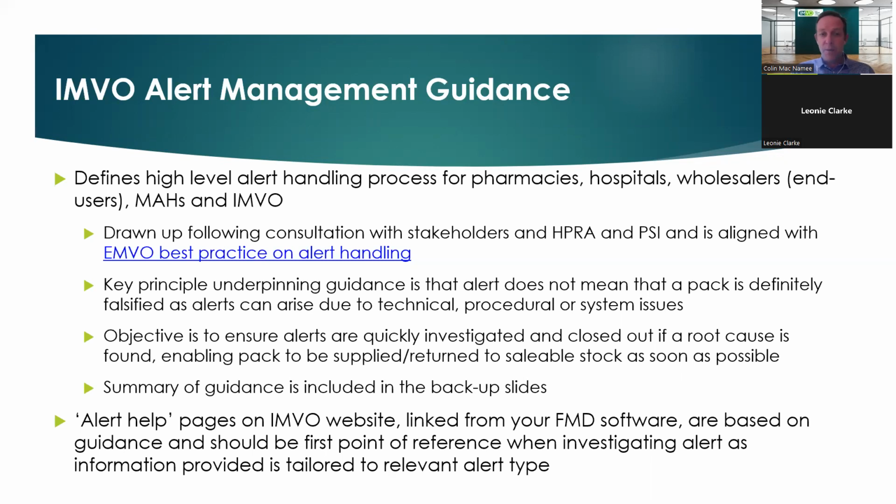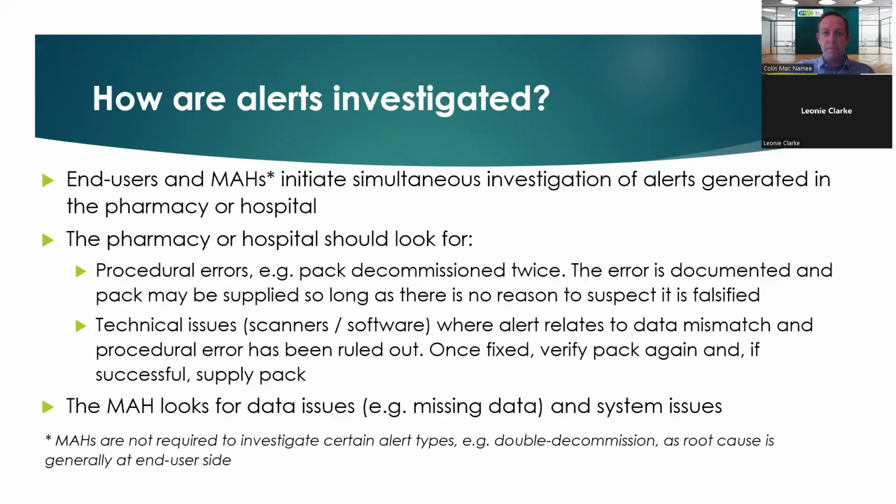Our alert help pages, which I've referred to already on our website, which are linked directly from the FMD software, are based on the guidance and should be the first point of reference when investigating the alert, as the information provided is tailored to the relevant alert type. So what that means is instead of having to go and read the alert management guidance, if you click on the link, it will bring you to the very specific piece of the alert management guidance associated with the alert that you've experienced. So how are alerts investigated?